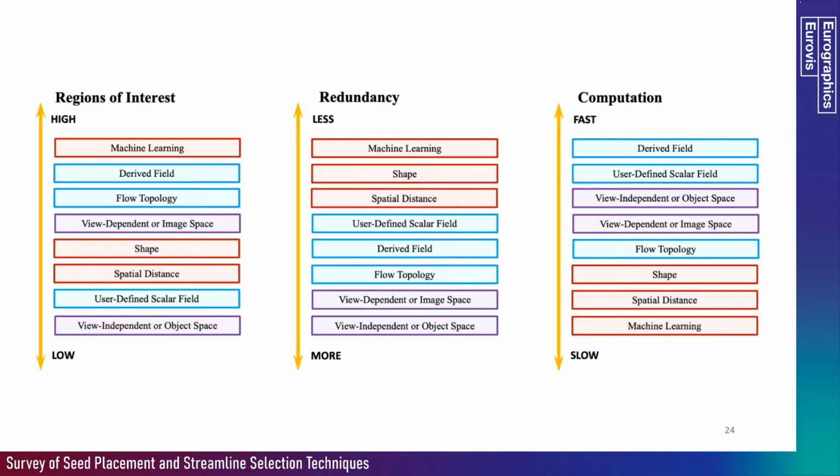Our survey resulted in an ordering of subclasses based on the evaluation criteria we determined: regions of interest, redundancy, and computation. This ordering was determined by considering several qualitative and quantitative comparisons made in the literature. This ordering also serves as a guide for interested readers to find specific sections depending on criteria that are important to them.